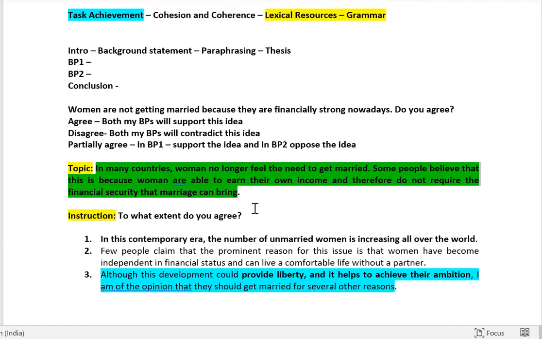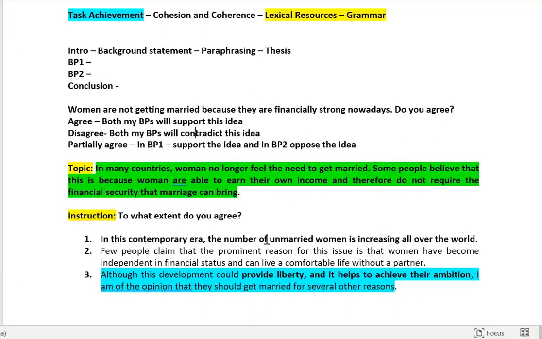If I disagree, no, this is not the reason they are not getting married, then I have to contradict it: what are the other reasons, or why this is not the reason. And finally, if I partially agree, then I can say yes, this is the reason, but there are some other reasons as well. Are you getting it? I can only take three directions. I can go left or right or straight.